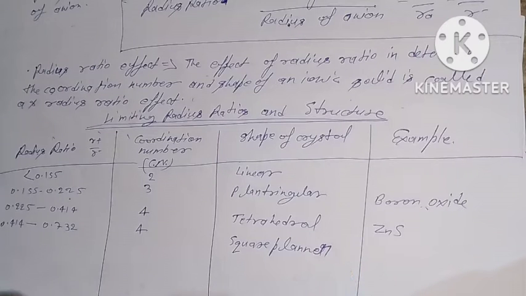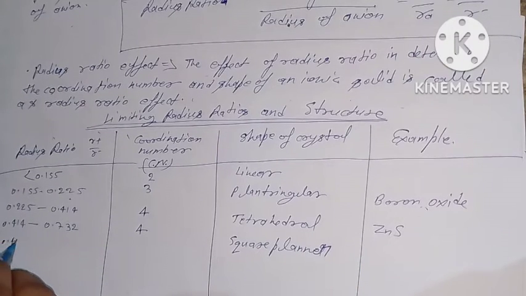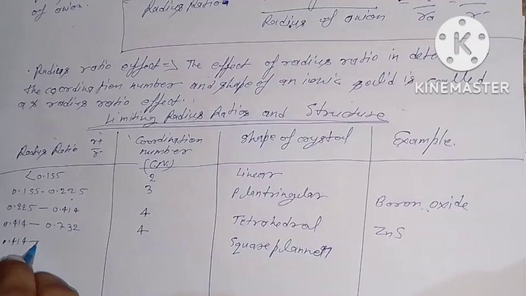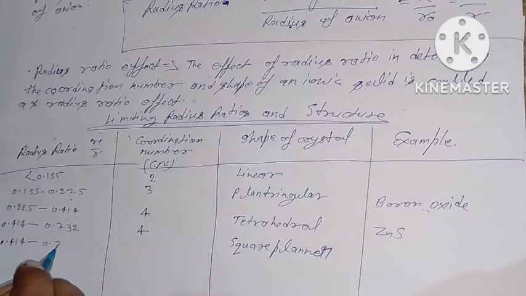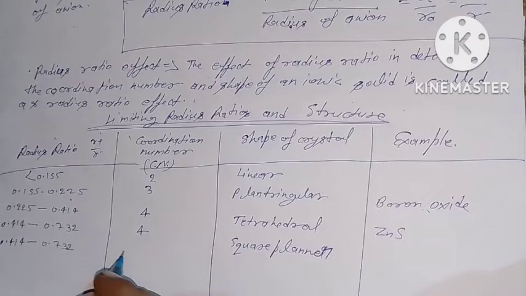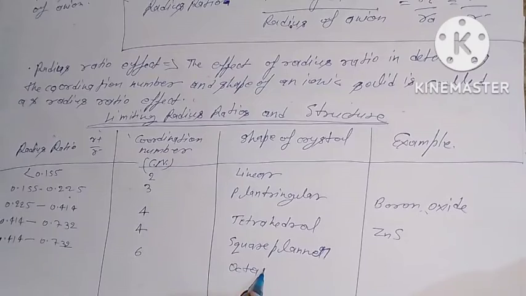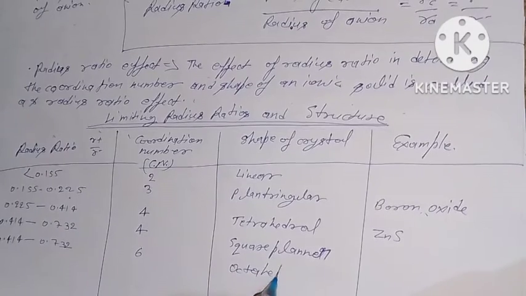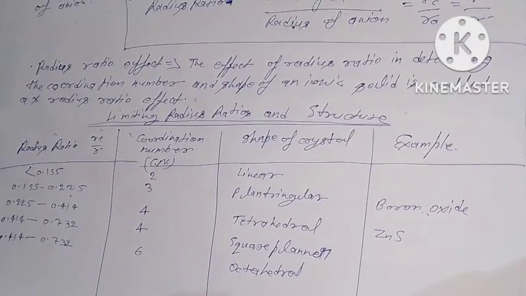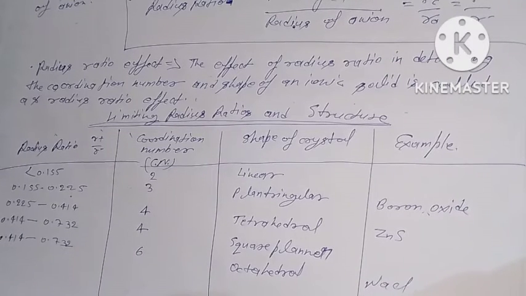Okay. Next is 0.414 to 0.732. Coordination number 6, and structure is octahedral, and example NaCl, sodium chloride.